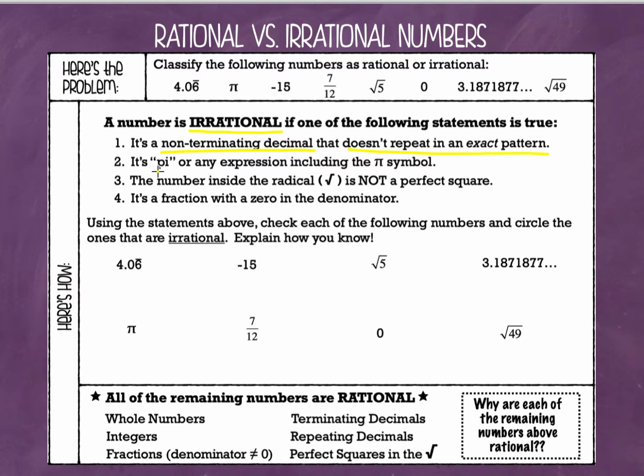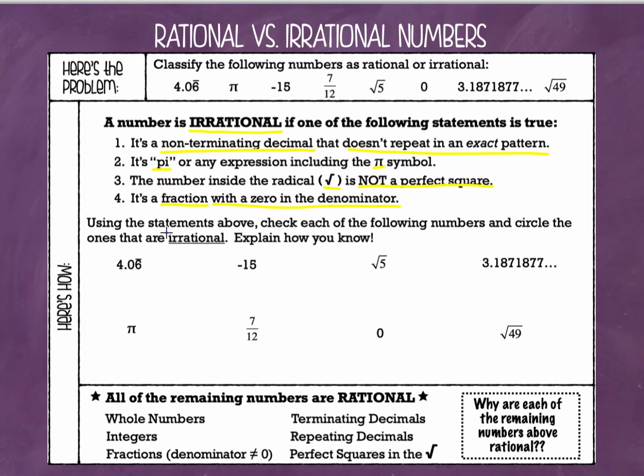Another type of irrational number is pi. Anytime you see the pi symbol or anything that includes the pi symbol, it is irrational. If you have a radical sign, a square root sign, and the number inside is not a perfect square, and we learned all about those perfect squares. Finally, if you have a fraction with a zero in the denominator. Now, most fractions are not going to have a zero in the denominator, so that's pretty rare. Most fractions are rational numbers, but if you have a fraction that has a zero in the denominator, that is an irrational number.